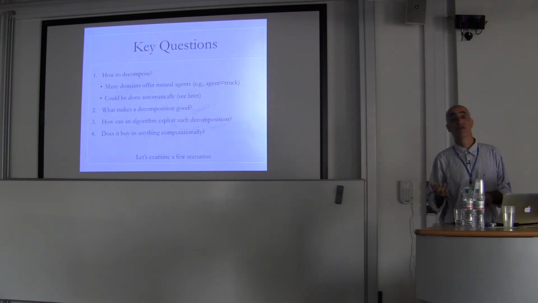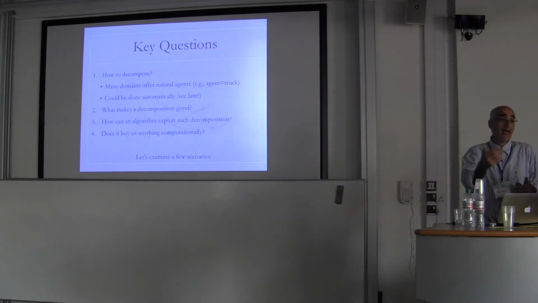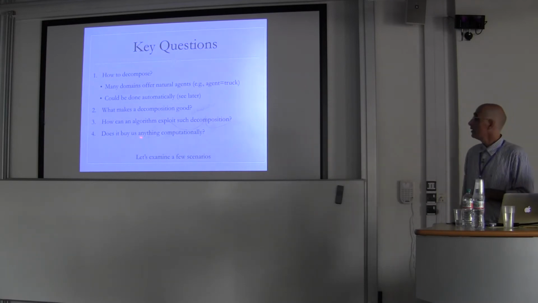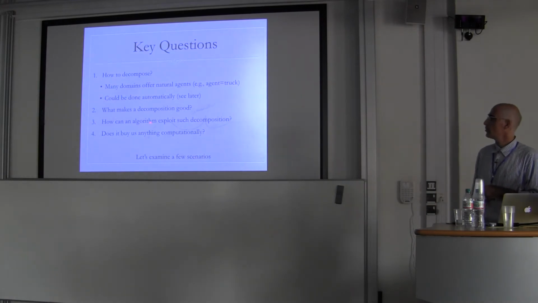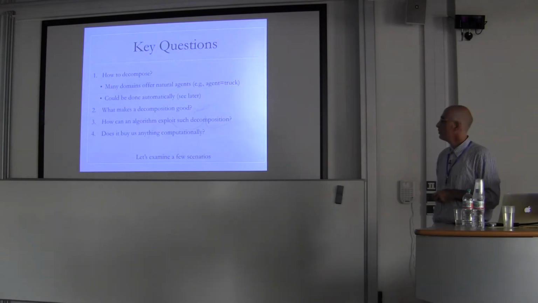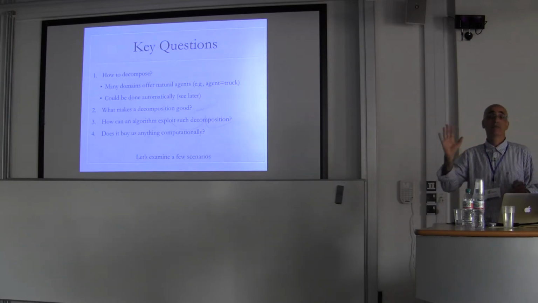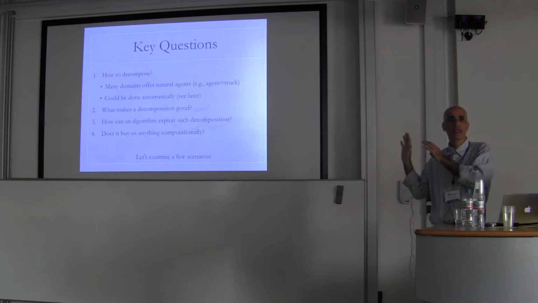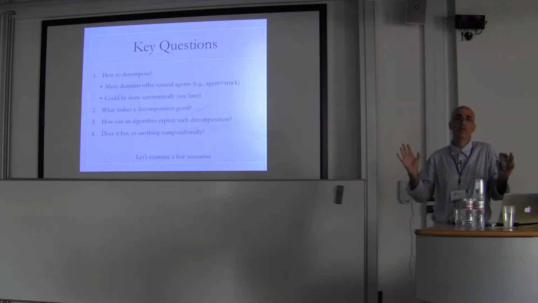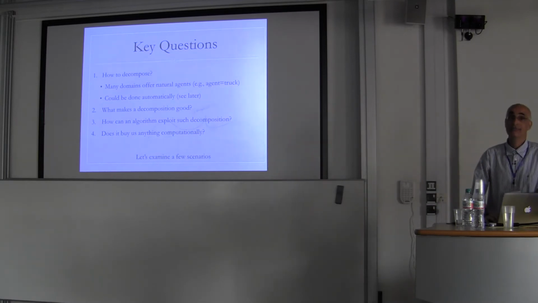Then we should ask ourselves, if we have alternative decompositions, what makes one decomposition good and better than the other? Can we identify this ahead of time? And how can an algorithm exploit this decomposition? And will it bias anything computationally? And just a small disclaimer, this is just one approach for problem decomposition. It makes a lot of sense in the context of planning, but it's just one approach. But it's the origin of some of the work in the classical planning community on multi-agent planning.